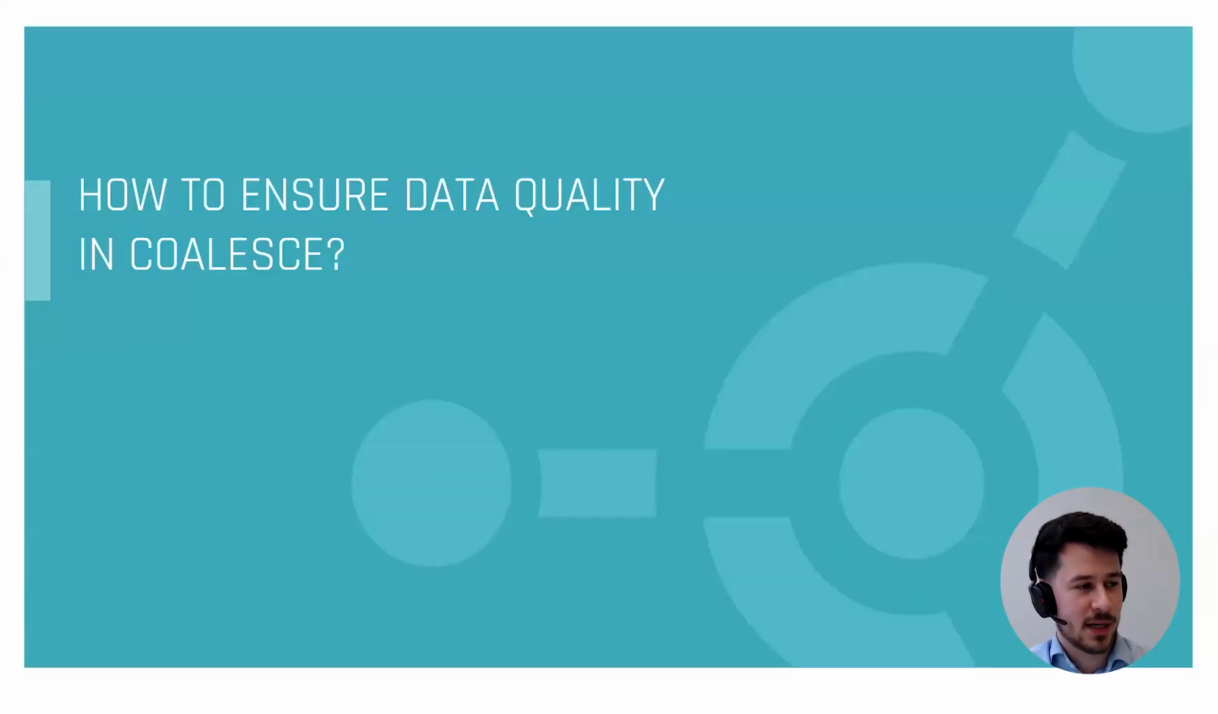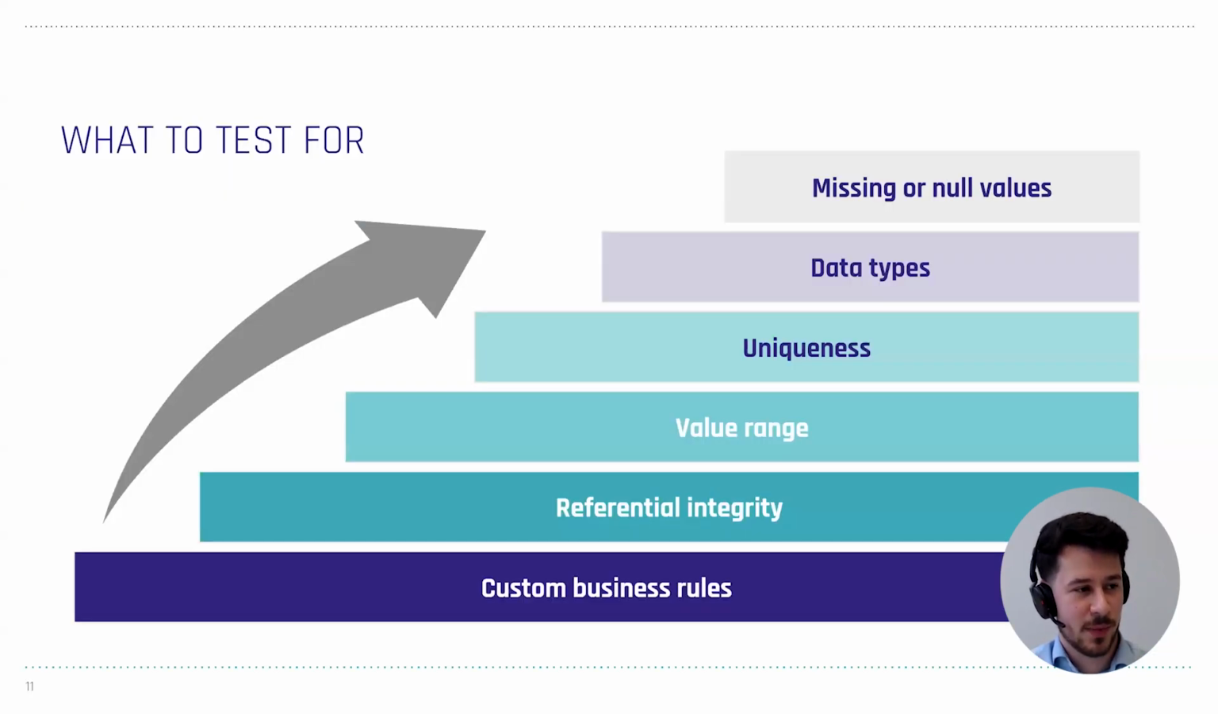And then what kind of possibilities do you have in Coalesce to ensure your data quality? So now we saw why it's so important. How are we able to actually implement this in our tool? First of all, what kind of tests are there? What can you test for?